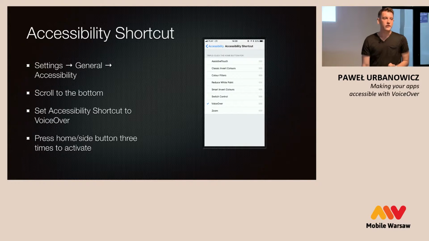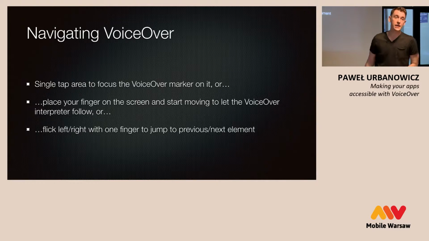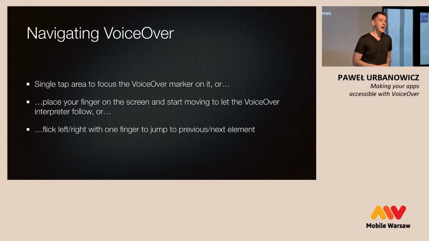When we have VoiceOver on, there are a couple of ways to navigate and switch between the elements that the interpreter detects on our screen. We can do that with a single tap, as mentioned earlier. We can tap on any area on the screen, and if there is an element under our finger that can be interpreted by VoiceOver, VoiceOver will read its description.